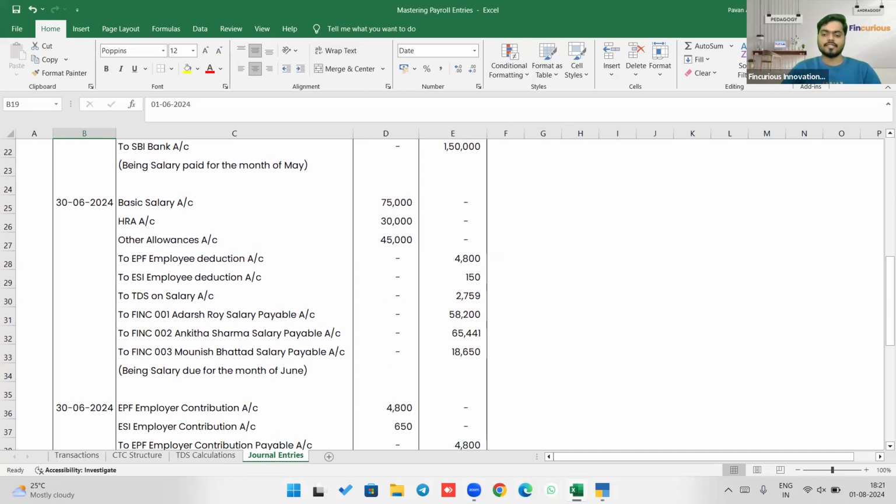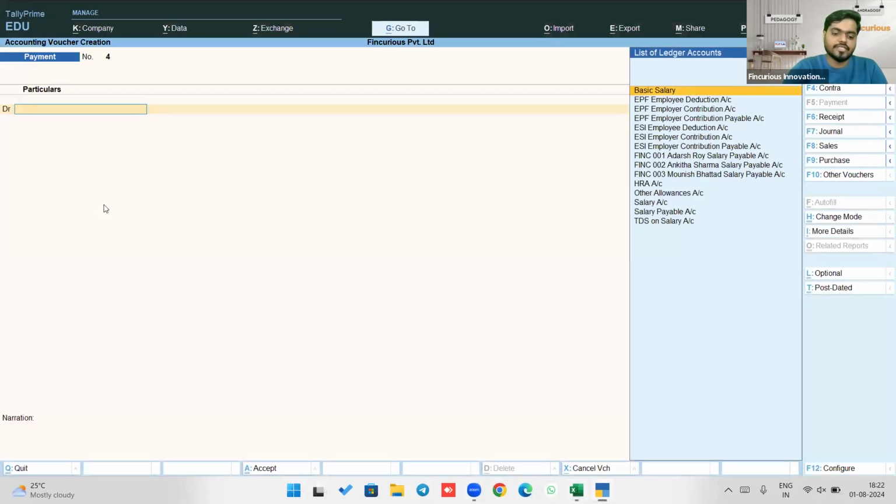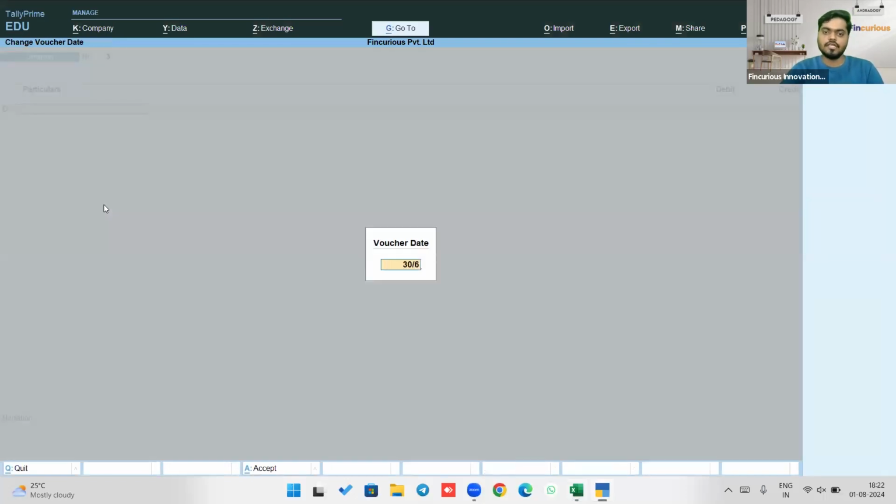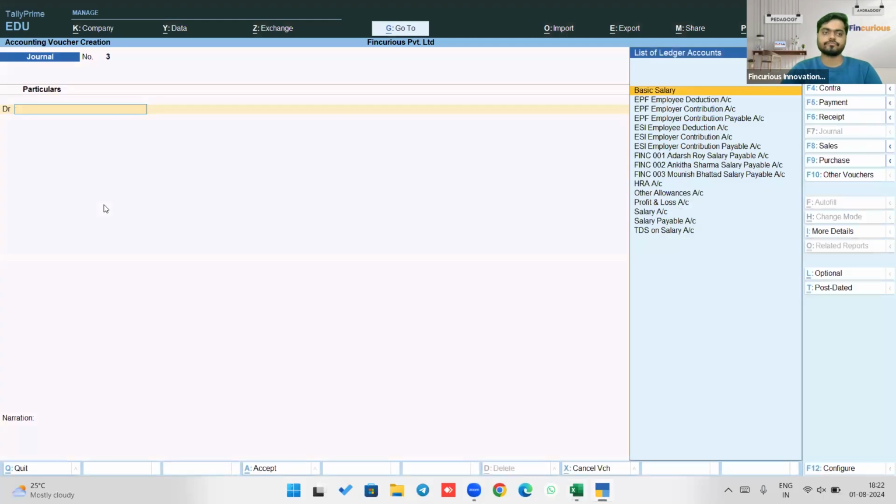So let us open Tally now. In Tally, we need to pass the due entry. The due entry will be passed in the F7 general voucher. And the date, if you take again 30th of June, it will not allow you to take because it is educational mode. We are using it in the educational mode. So again here I will take 1st of July.